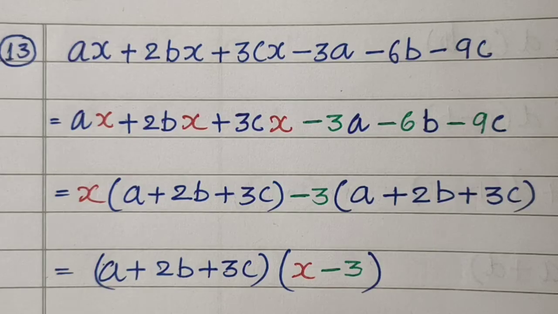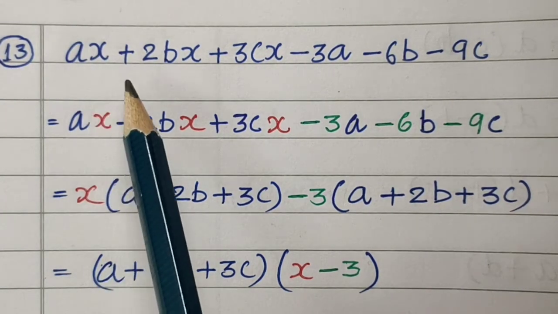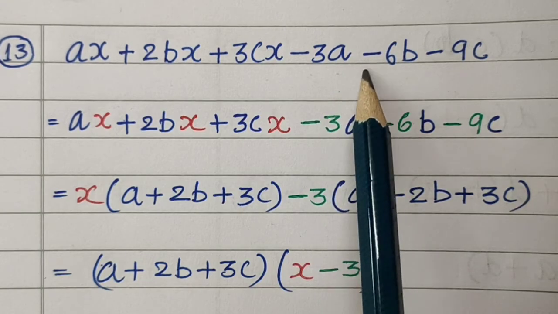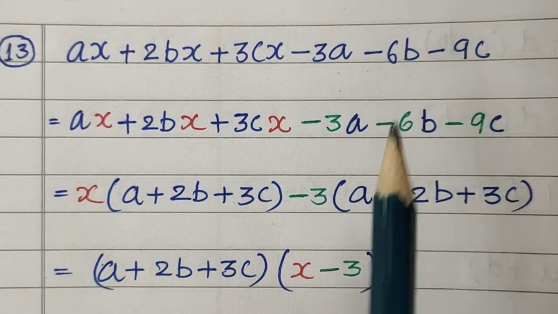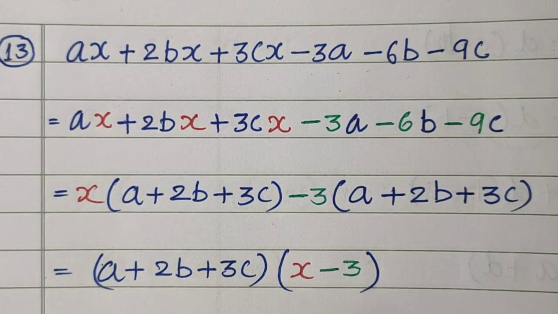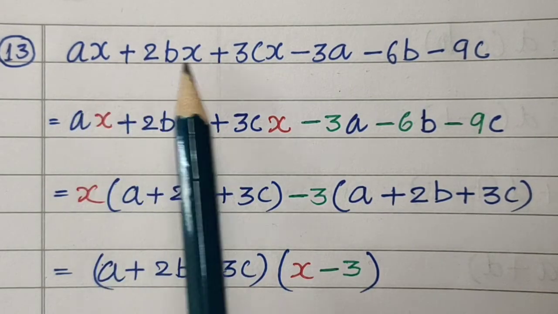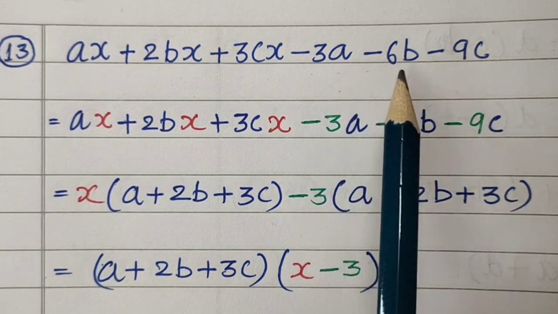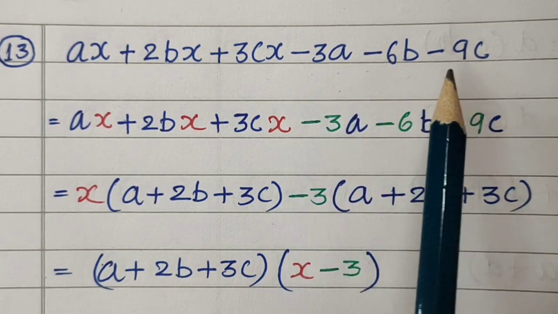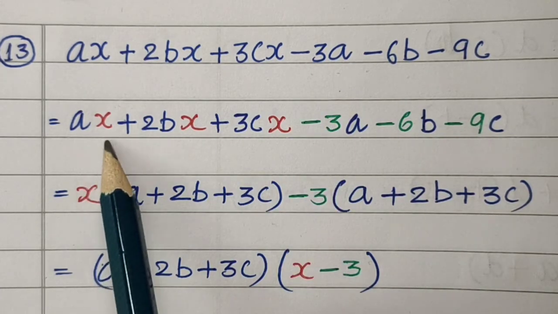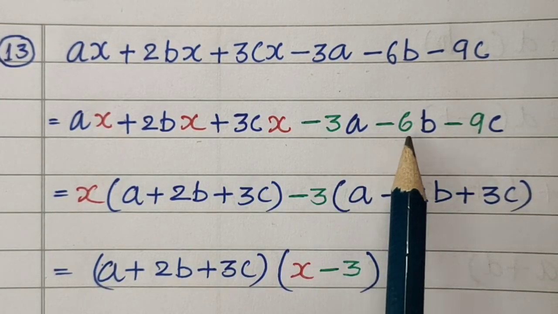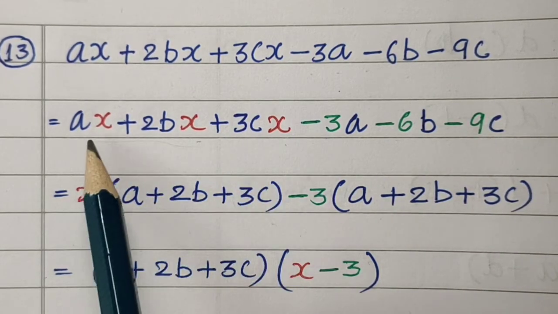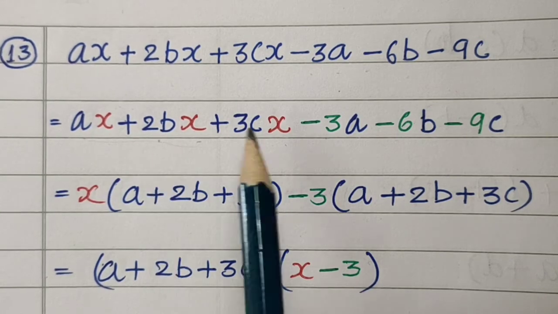Factorize ax plus 2bx plus 3cx minus 3a minus 6b minus 9c. After careful observation, among these three parts, we got x as common. Among these three we got 3, 6, 9. Out of these, minus 3 we can take out. X is there, minus 3, minus 6, minus, there is a minus common here. Let us take out x among these three. Then we are left with a plus 2b plus 3c.